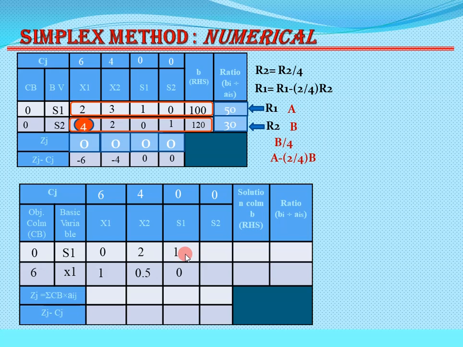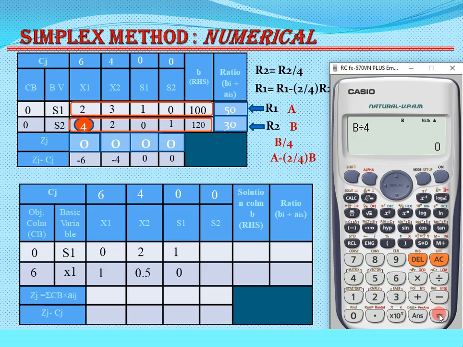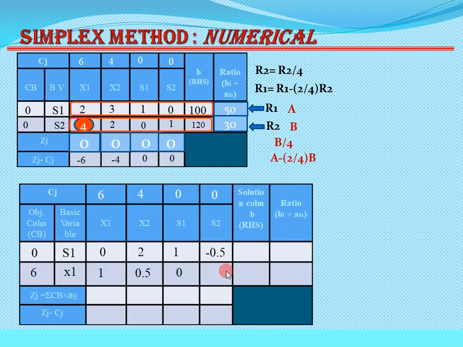So 1 and 0. Now to get the next column values, again press equal to in the calculator. So pressing equal to, we have to enter the A value as 0 and B value as 1. So pressing equal to we get A value as minus 0.5. Again press equal to, we get the B value as 1 by 4, that is 0.25. So these values we have to write here: minus 0.5 and 0.25.